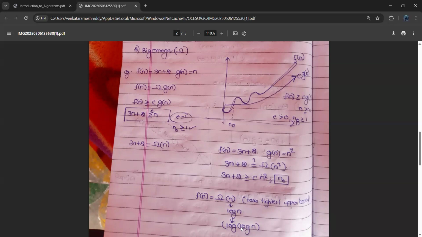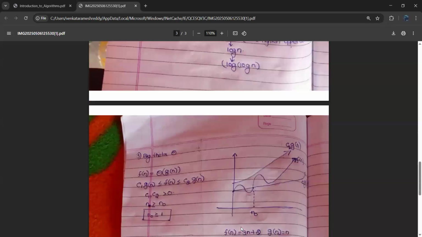So by taking these values, the condition will be satisfied, and this f of n always becomes greater than 2 omega of n. So we have to take the tightest bound. From big omega, we have to consider only the tightest bound. That is what it is saying.